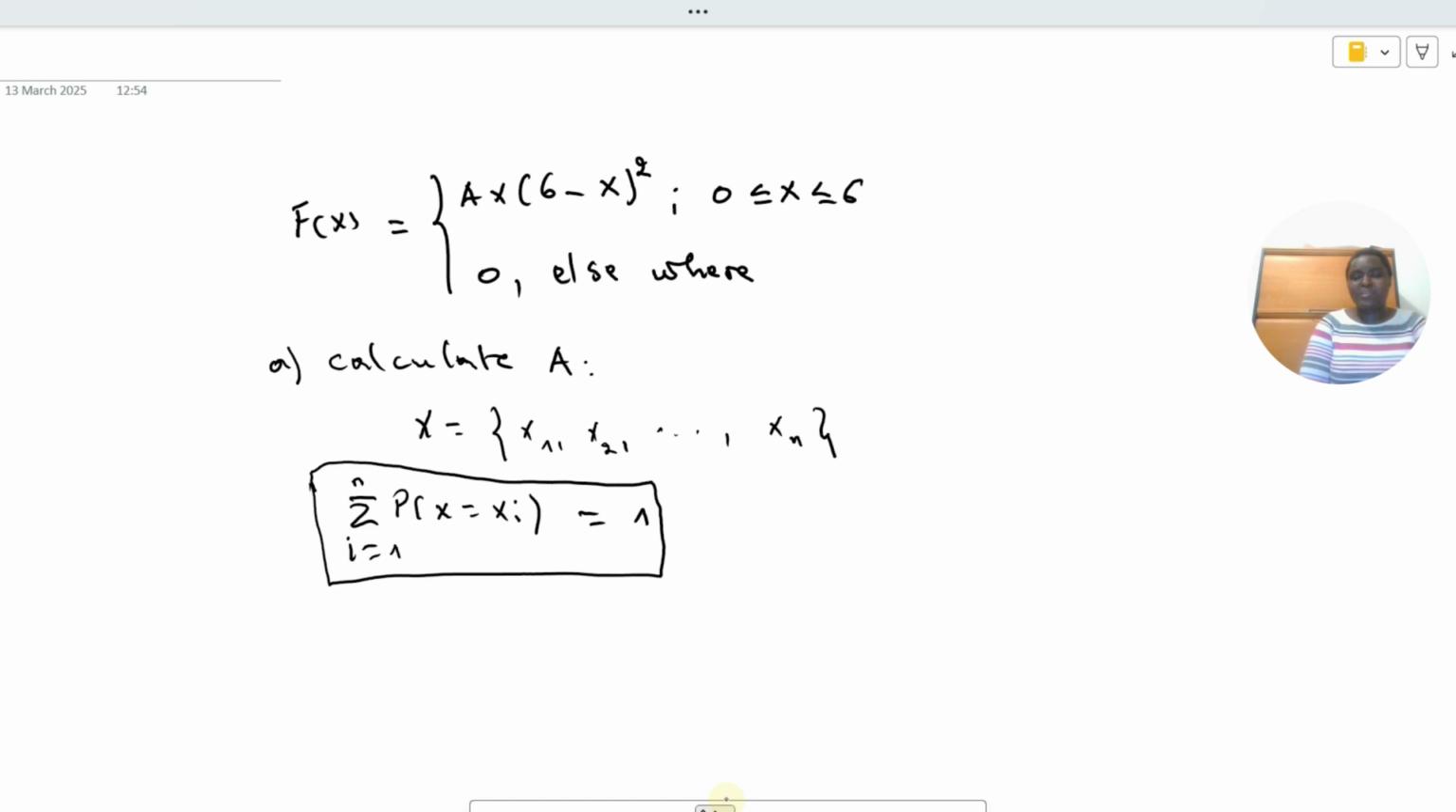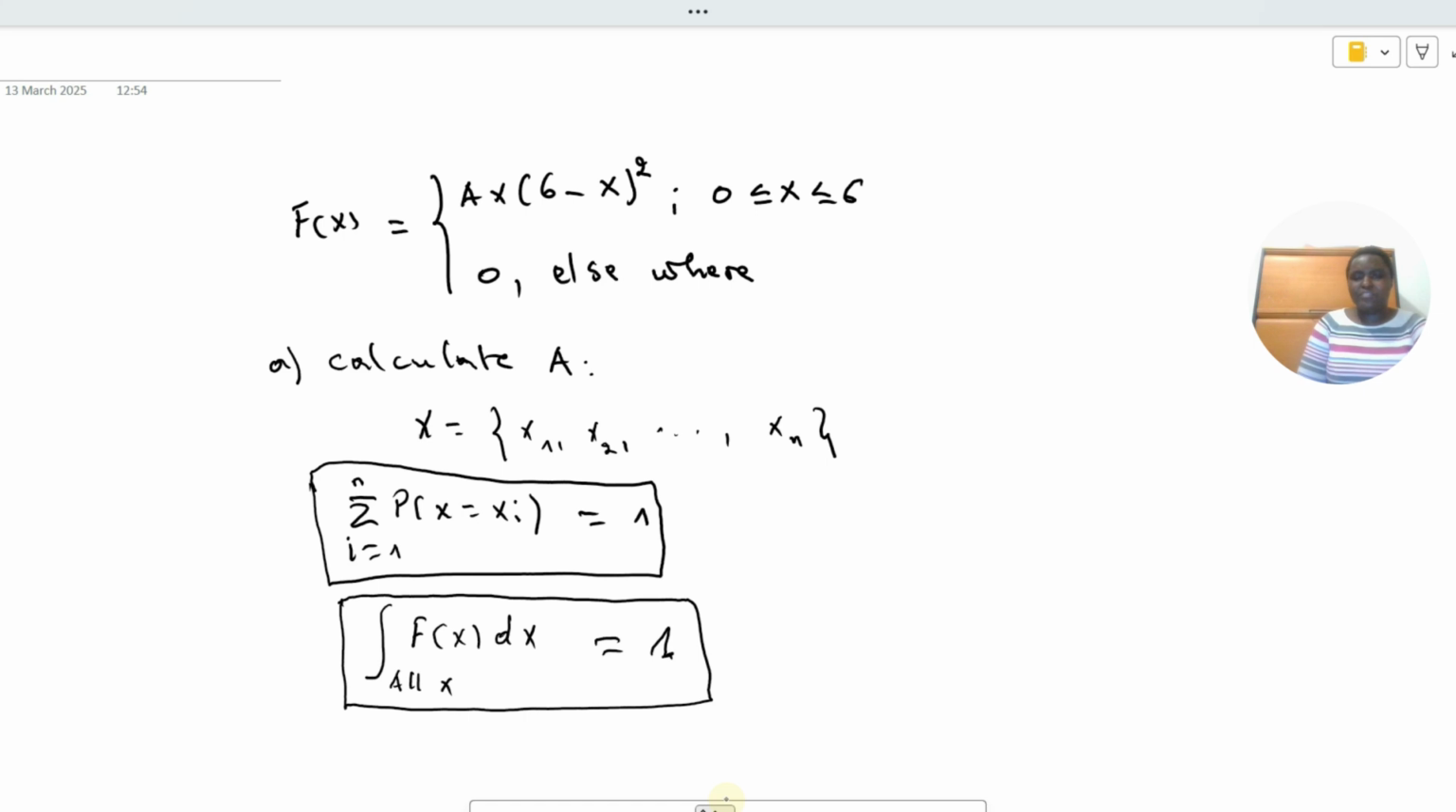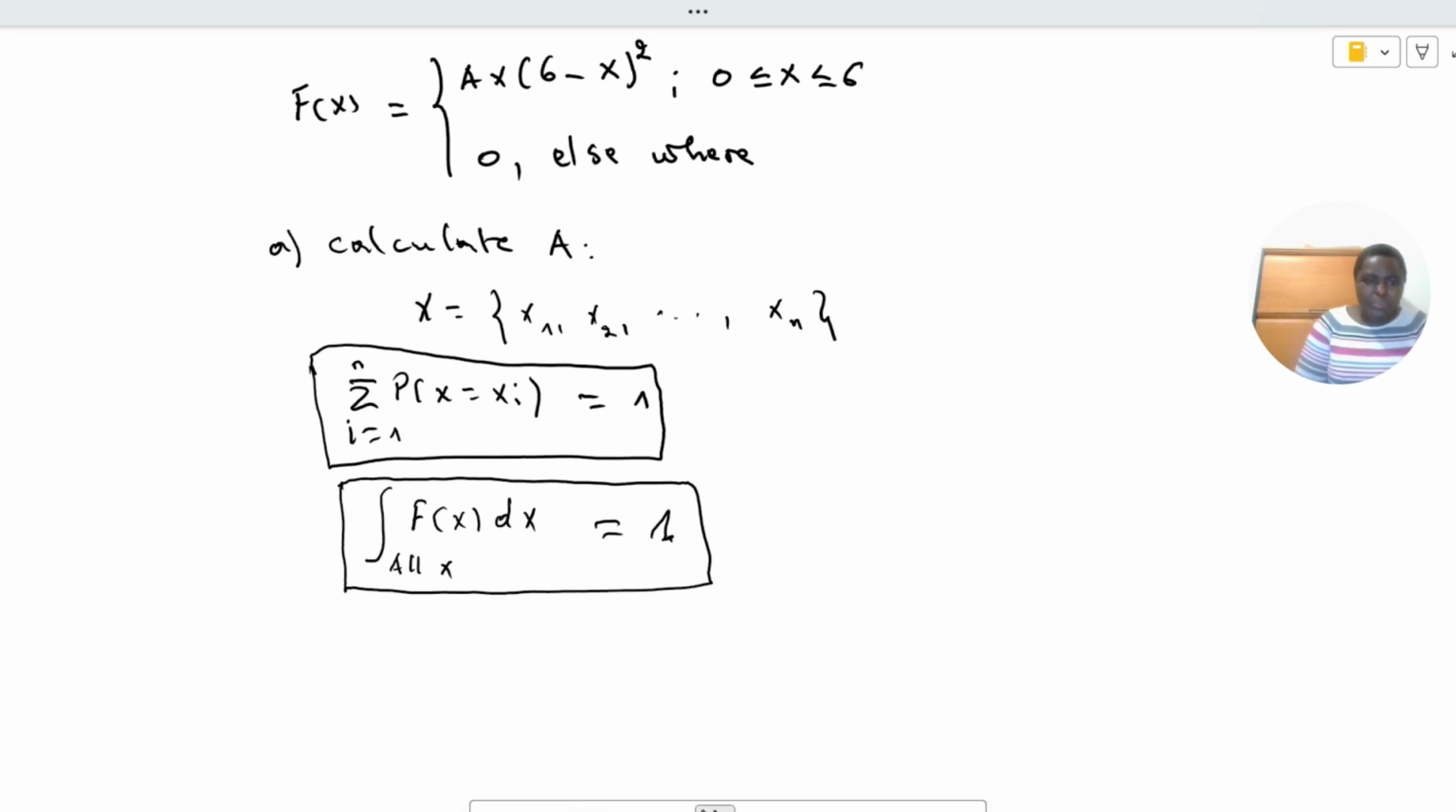Since we have a continuous random variable, this sum turns into integration, and we have to integrate over all values of x. What do we integrate? We integrate this probability density function f of x, and when we integrate it, this should be equal to 1. We have to rely on this assumption in order to calculate the value of a. So what are we going to have if we compute this integration? We integrate between 0 and 6.